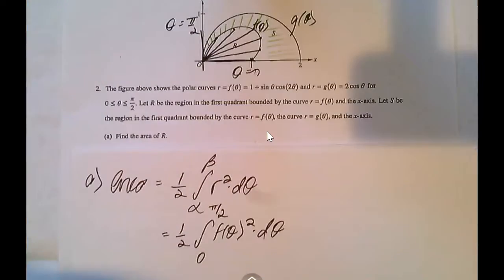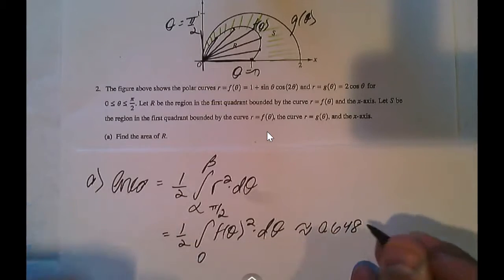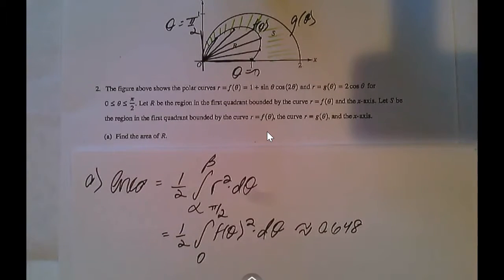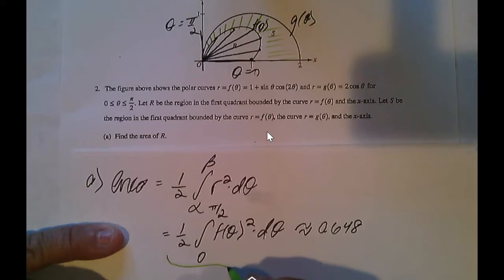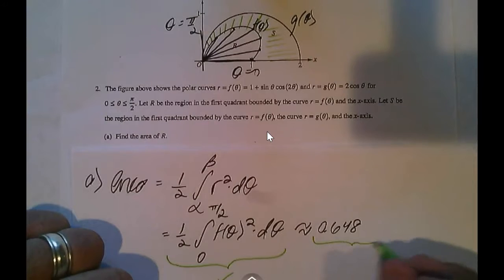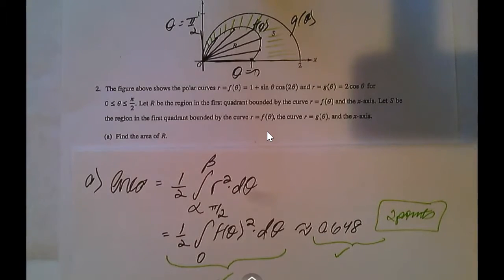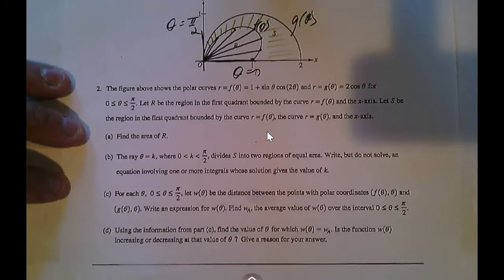Now let's go back here. That means that my area is 0.648. How did they award points? They said 1 point for knowing how to do the setup with the integral, and 1 point for coming up with that numerical value. That is 2 points, and earning 2 points on a polar question is a pretty good start. Let's see what else we can do.